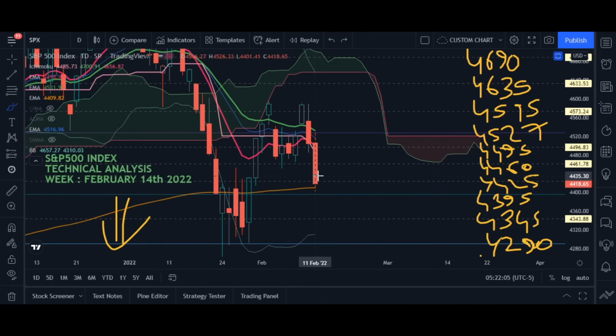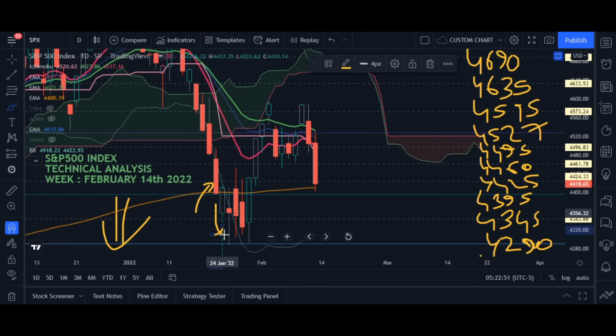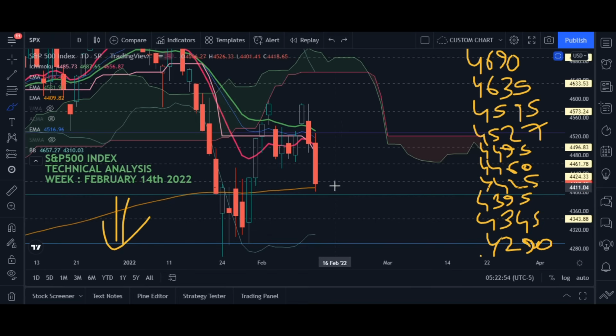Now again you can see that the market crossed the 200-day moving average, then it retraced a bit, but it managed to close above the 200-day moving average. This thing did not happen in this case. If you see this particular bear candle, it closed below the 200-day moving average, and that was the reason why it further came down on Monday.